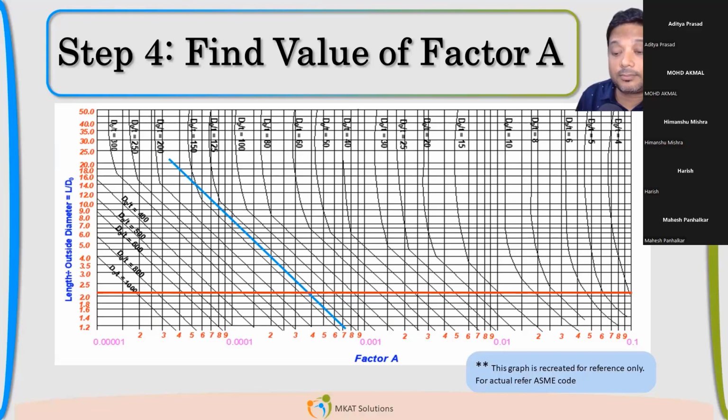So we are trying to figure out the approximated factor A. This is the line for D naught by T, and this is for L by D naught. So it's intersecting at this point. I'll draw a vertical line and find the factor. Now tell me what the factor A value is. Tell me how you will read this factor A value. Some of you might have already seen the value which is given here, 0.0003. So how do you read it?